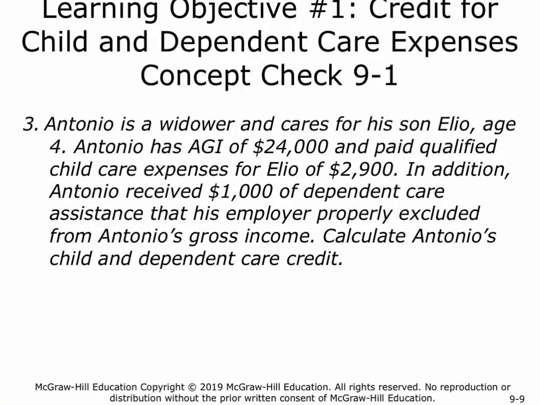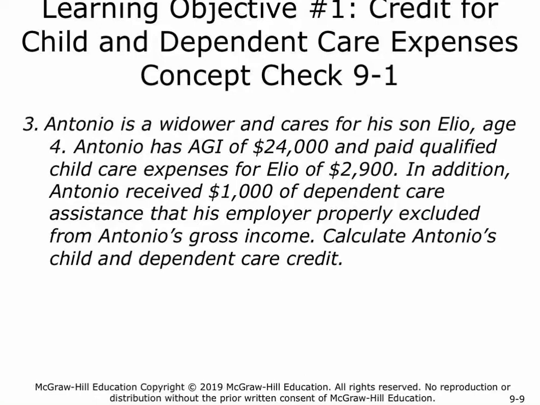So concept check 3. Antonio is a widower and cares for his son Elio, age 4. Antonio has an adjusted gross income of $24,000 and paid qualified child care expenses for Elio of $2,900. In addition, Antonio received $1,000 of dependent care assistance that his employer properly excluded from Antonio's gross income. Calculate Antonio's child and dependent care credit.